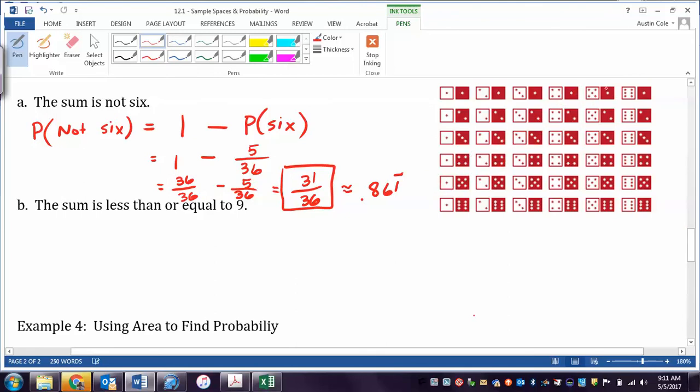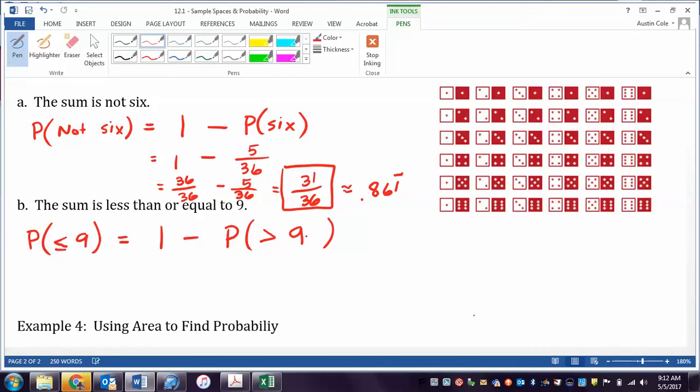Okay, next one. Find the probability that the sum is less than or equal to 9. I'm going to use inequalities here: less than or equal to 9. Again, that's going to be quite a few. So we can do 1 minus the probability of what? Greater than or equal to? No. So just greater than 9, because this is less than or equal to 9. It's either going to be less than or equal to 9, or it's going to be greater than 9.